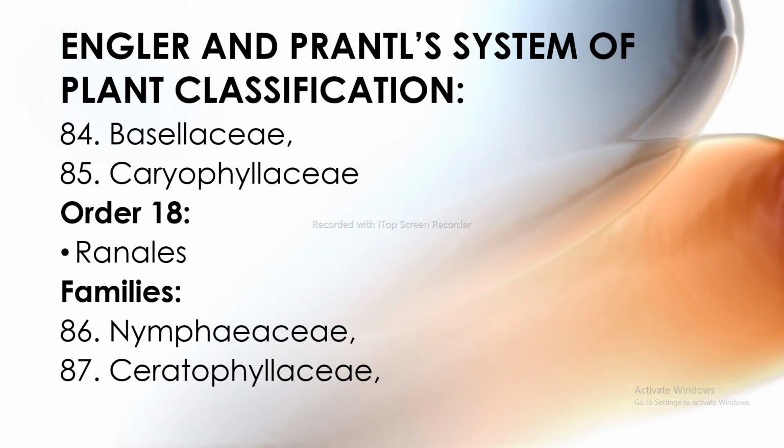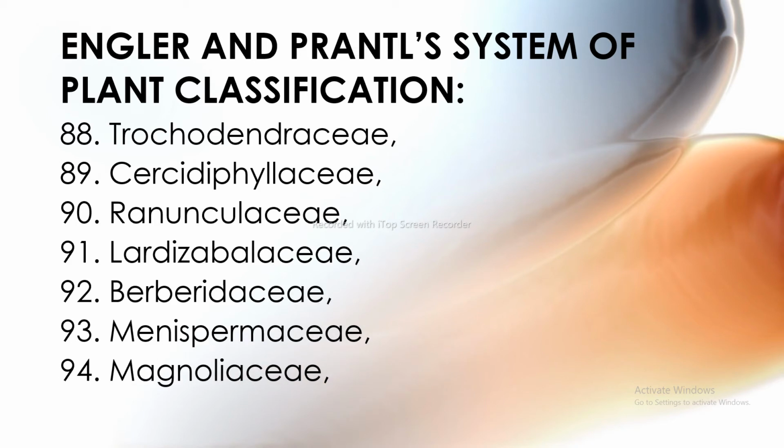Ranales include the family Nymphaeaceae and Ceratophyllaceae. Next is Trochodendraceae, Cercidiphyllaceae, Ranunculaceae, Lardizabalaceae, Berberidaceae, Menispermaceae, Magnoliaceae.